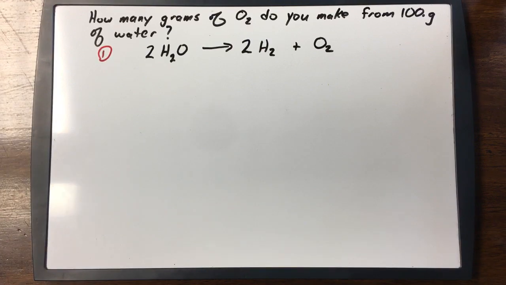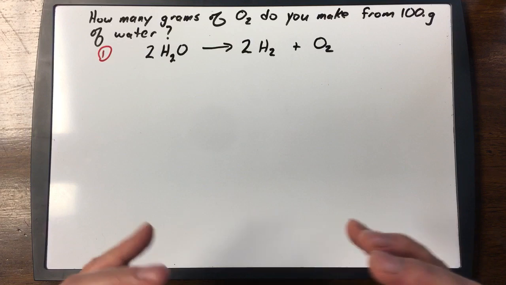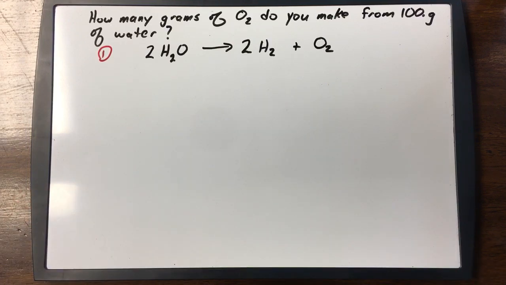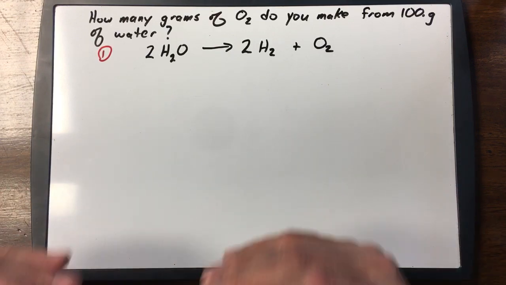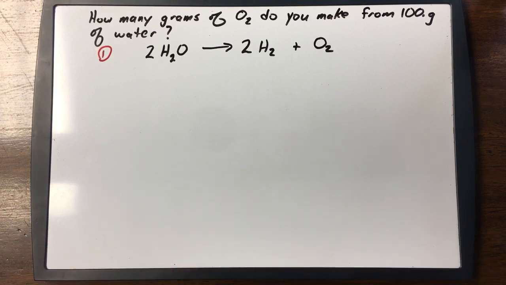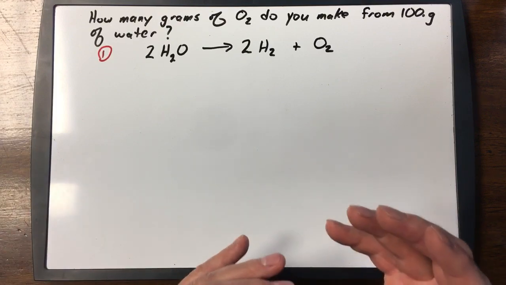The next thing I like to do is I always like to extract the information from the problem and use my balanced equation as an organizational tool. So I take the given and the required information, what we're given and what we're asked to solve for, and I place it underneath the appropriate compound or element that it refers to, so I know where I'm starting and where I need to get to.